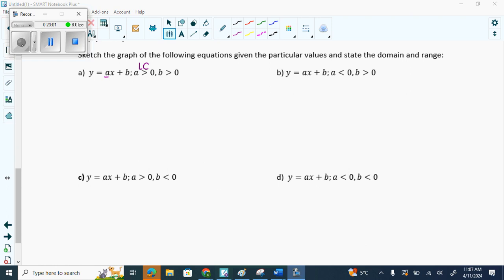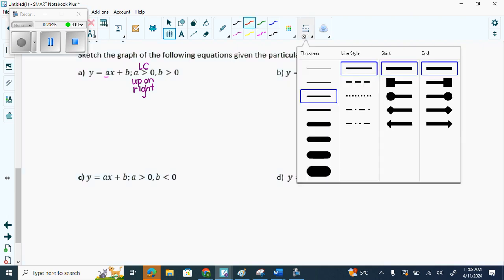So we have A is greater than 0. It ends up on the what? Up on right is what that means, correct? If your A, which is your leading coefficient, is less than 0, what does that mean? Down on right. Okay, cool. What does the B help me get?